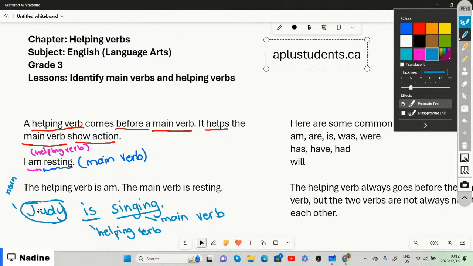If this was two or more people, if we were to say the children, then we could have said the children were singing, and were would have been the helping verb. If this was in the past, then we could have said was singing, and was would be the helping verb. If this was in the future, then we could have said will, and then we could have said Judy will sing.